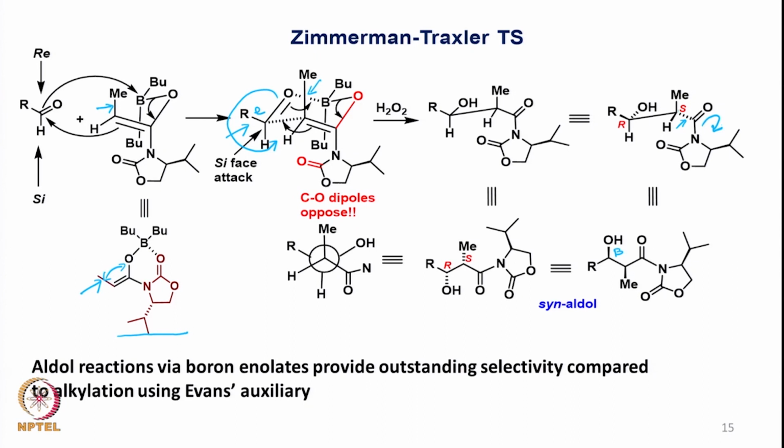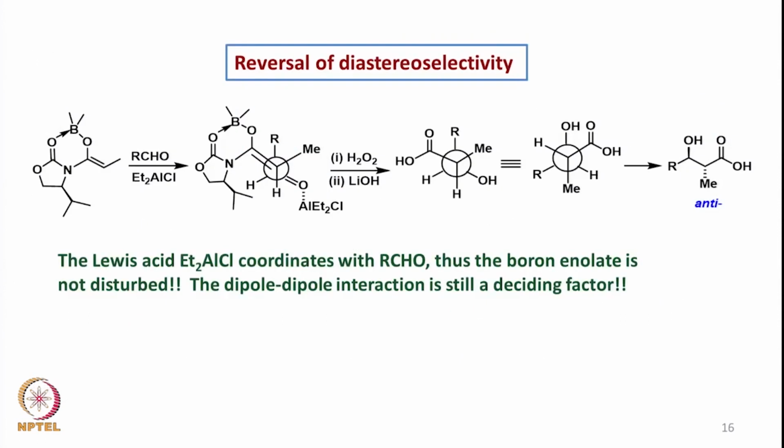In that situation, the methyl group will of course come down, and that is why it is looking like a beta oriented one here. So basically it is a syn aldol, and we can also write the same syn aldol like this. So this is the way the syn aldol forms. Now we look at the reversal of diastereoselectivity.